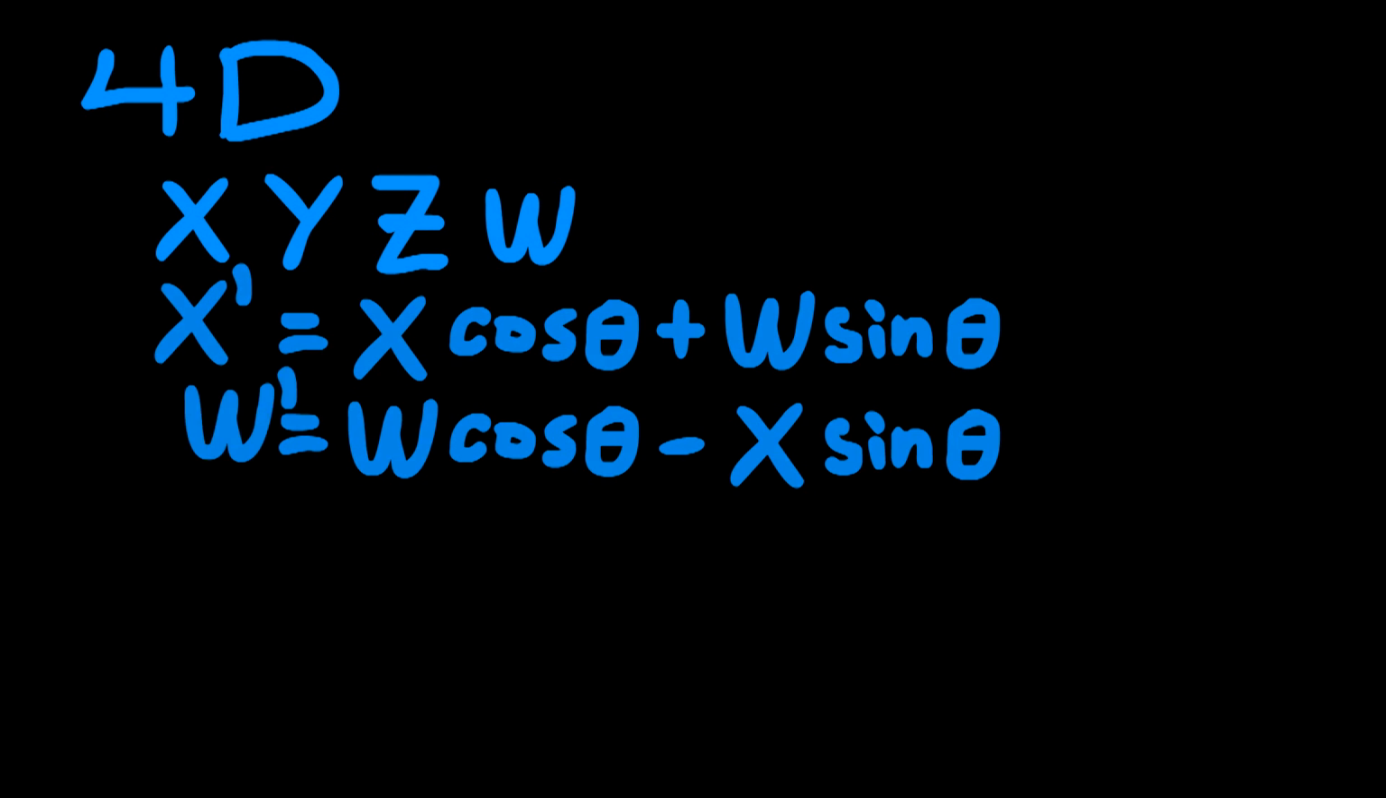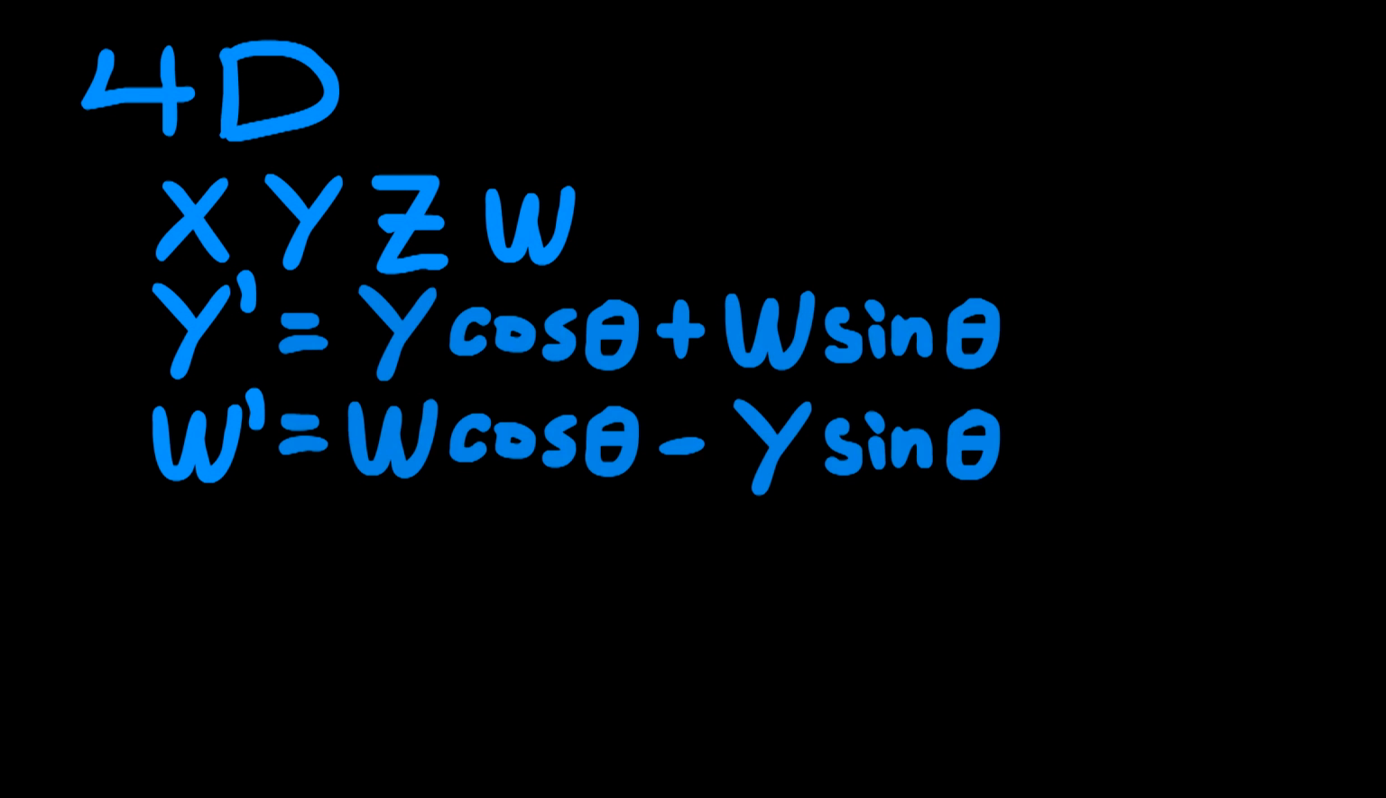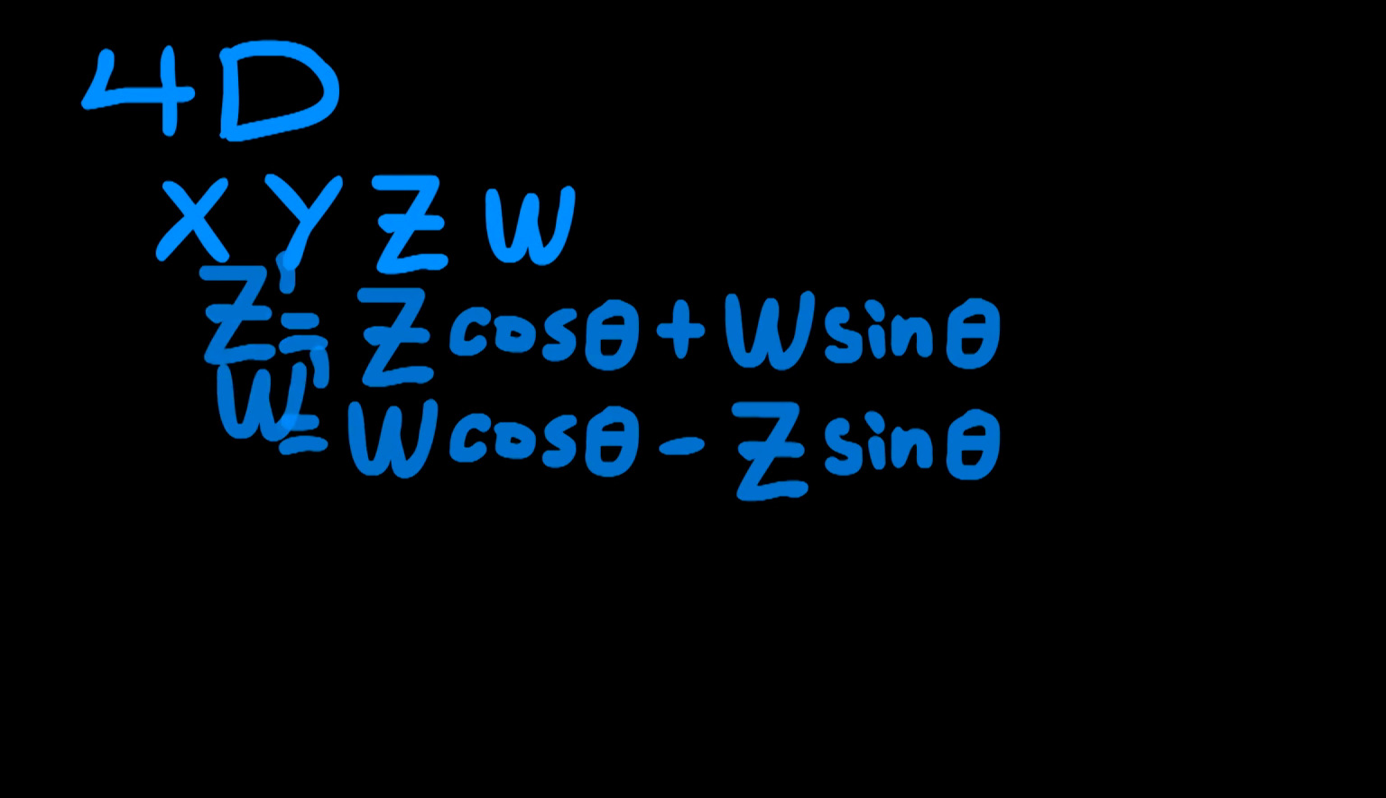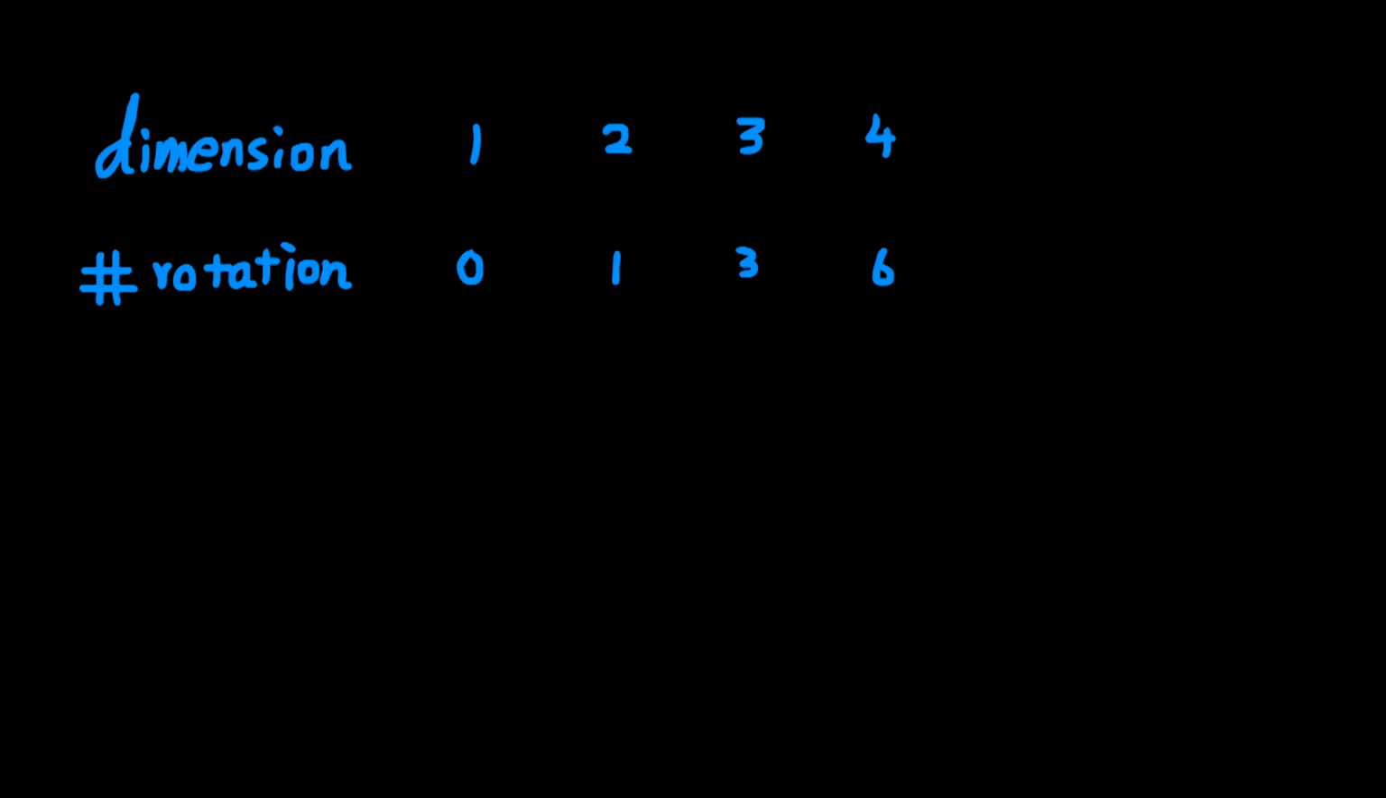There are three extra rotations in the four dimensions. We can change the xw coordinate, the yw coordinate, and the zw coordinate. The number of rotations is dependent on how many ways you can pair these two coordinates. And thus it is very easy to guess how many rotations there are in 5 and 6 dimensions, and so on.